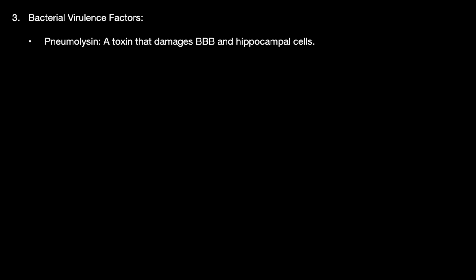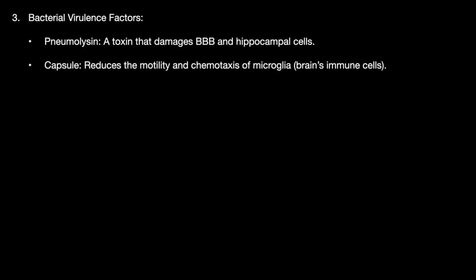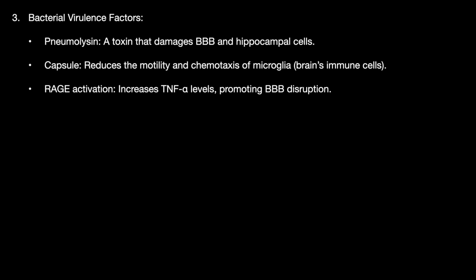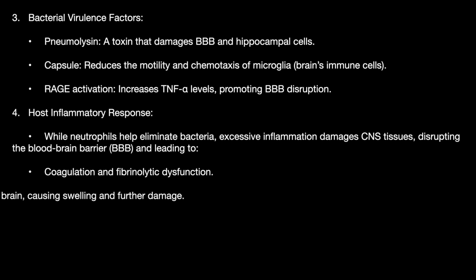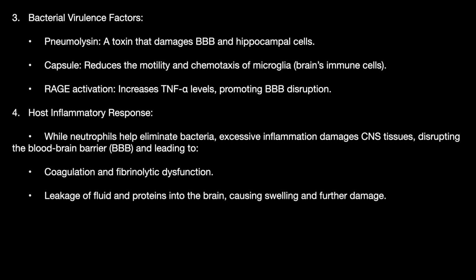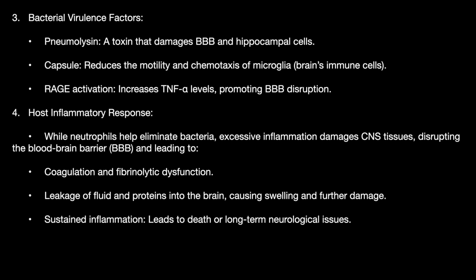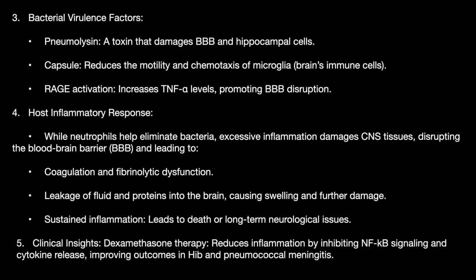Regarding the bacterial virulence factors, they have toxins themselves which can damage the cells directly. That is pneumolysin, a toxin that damages the blood-brain barrier and the hippocampal cells. The capsule reduces motility and the chemotaxis of the microglia, and RAGE activation increases the TNF alpha levels, promoting blood-brain barrier disruption. Also, the host immune response can be important for clearance as well as for the damage, because it can lead to dysfunction of the coagulation and fibrinolytic pathway, leakage of the vessels, more cerebral edema, and this can lead to death as well.